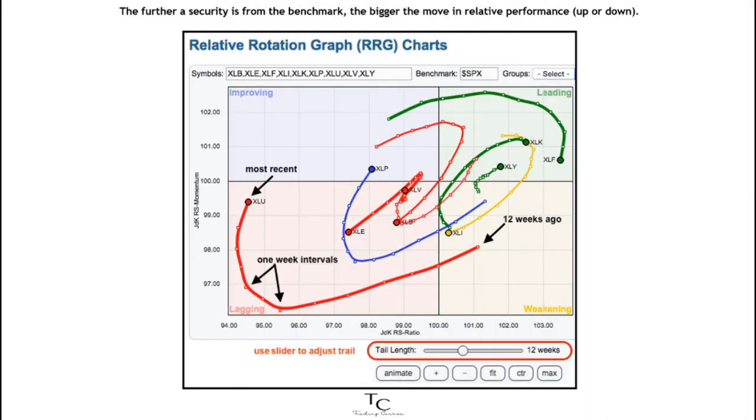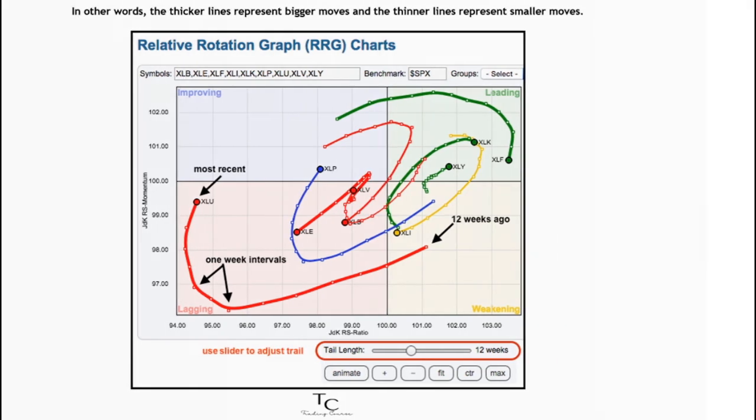The further a security is from the benchmark, the bigger the move in relative performance, up or down. The closer a security is to the benchmark, the smaller the move in relative performance, up or down. In other words, the thicker lines represent bigger moves and the thinner lines represent smaller moves.